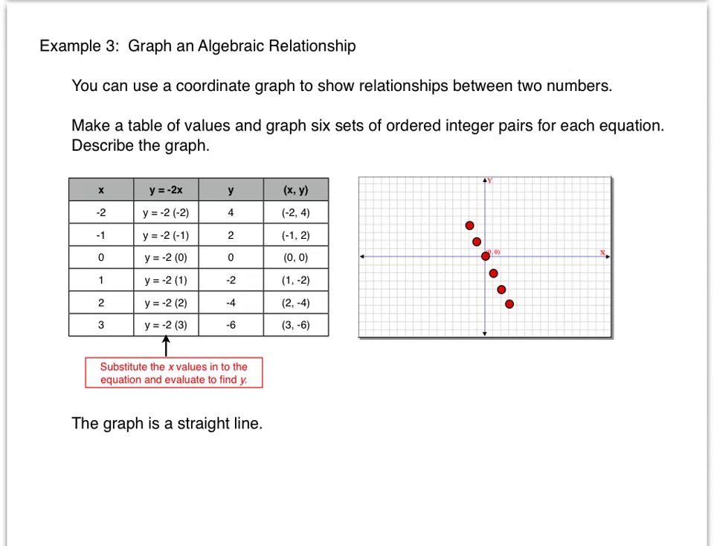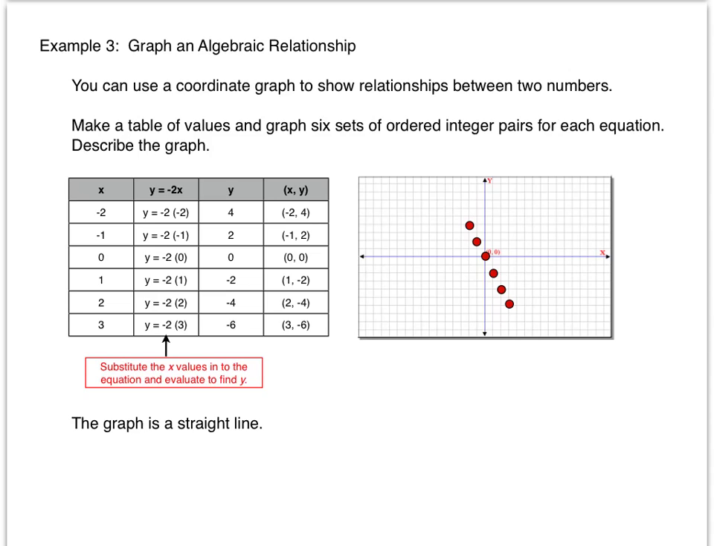In example 3, we're going to graph an algebraic relationship. Once again, this is getting us ready for Chapter 8, where we're going to start graphing equations. You can use a coordinate graph to show relationships between two numbers. Make a table of values and graph 6 sets of ordered integer pairs for each equation and describe the graph. Here, they've already filled in the table for you, and they've chosen the x values of negative 2, negative 1, 0, 1, 2, and 3.